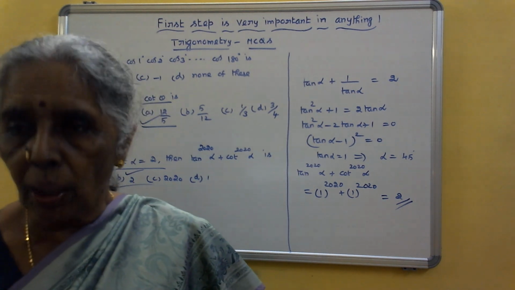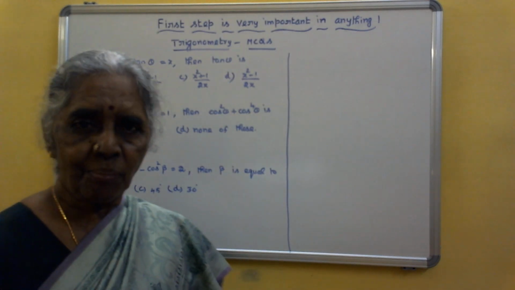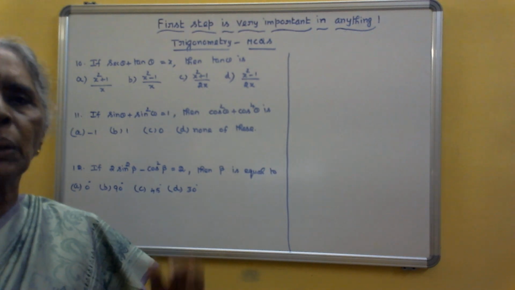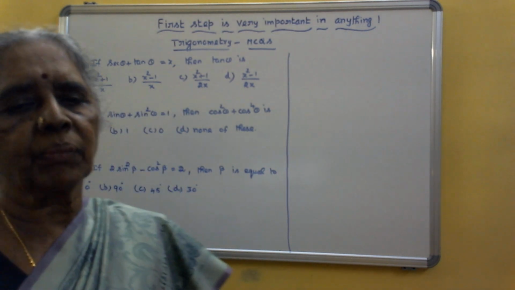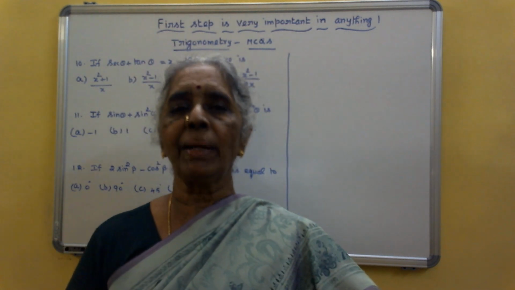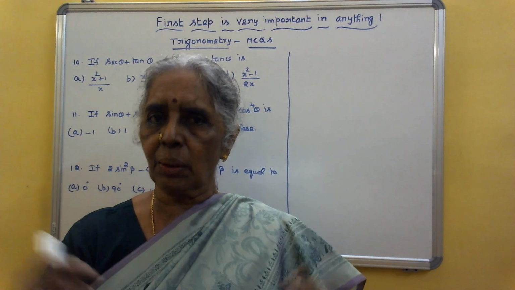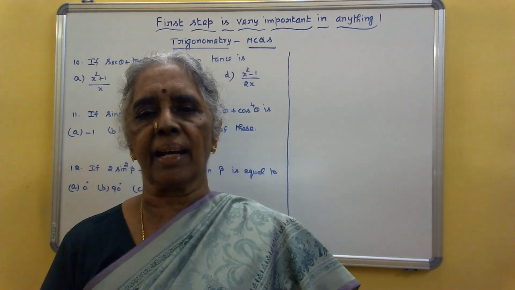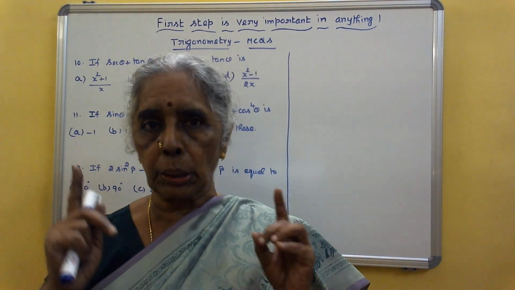Now let us go on to the next one. Okay. 10th sum. If secant theta plus tan theta is equal to x, then tan theta is, four options are given. Now you should remember the trigonometric identity. 1 plus tan square theta is equal to secant square theta. If you bring the tan square theta to the other side, you will get secant square theta minus tan square theta is equal to 1.